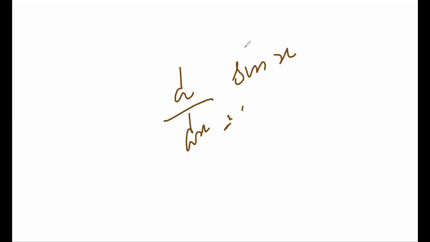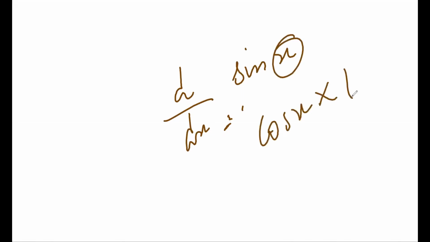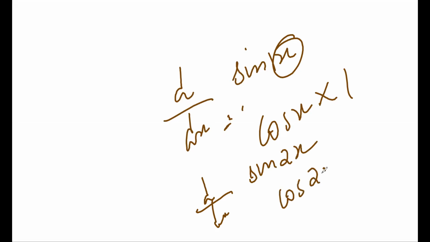For example, let's take d by dx of sin x. What is sin x differentiation? Cos x. Correct? But what is x differentiation? That is 1, because here it is 1x. Correct? So suppose it is d by dx of sin 2x. Sin 2x differentiation is what? Cos 2x. But what about my 2x differentiation?